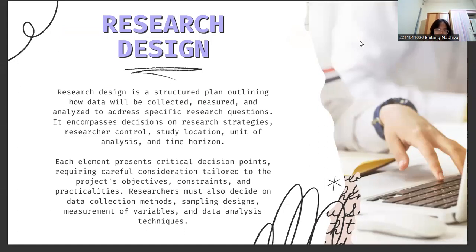Research design is a structured plan outlining how data will be collected, measured, and analyzed to address specific research questions. It encompasses decisions on research strategies, researcher control, study location, unit of analysis, and time horizon. Each element presents critical decision points requiring careful consideration tailored to the project objective, constraints, and practicalities. Researchers must also decide on data collection methods, sampling design, measurement of variables, and data analysis techniques.